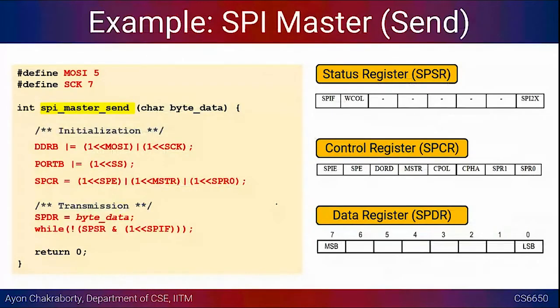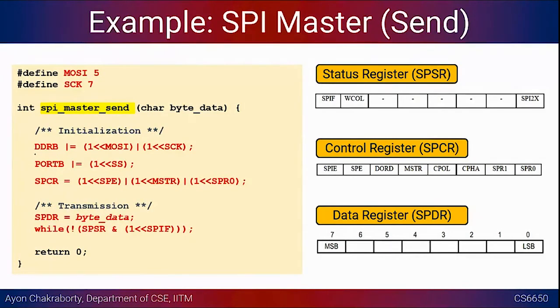So it's a very simple example I will give you. One is a send and one is a receive. So this is a send, and we want to send 1 byte of data, as a character. The byte data is the value that I am going to send. So initialization has to be done.